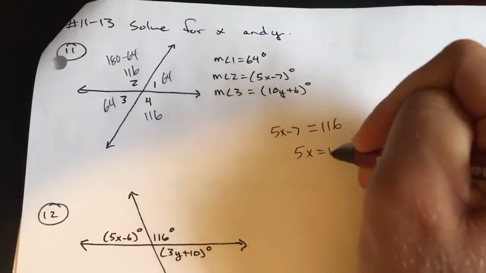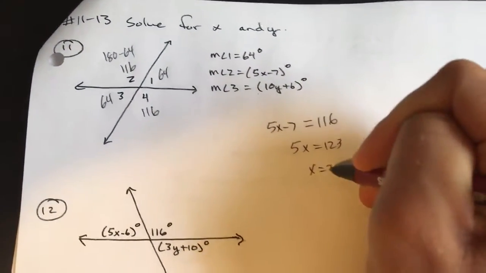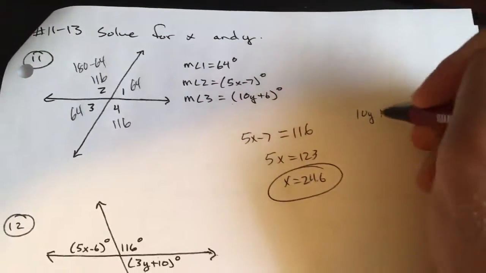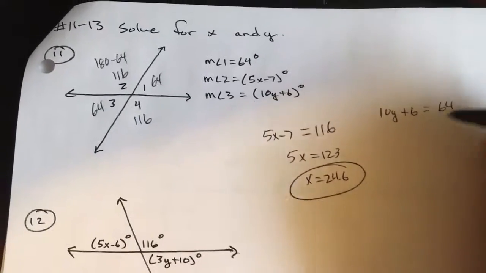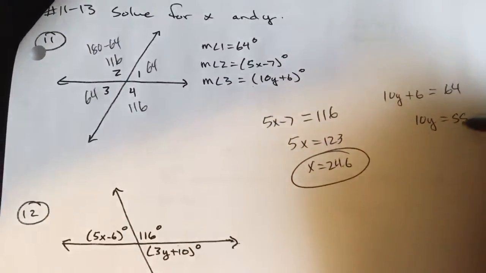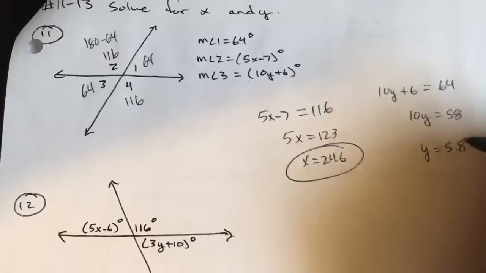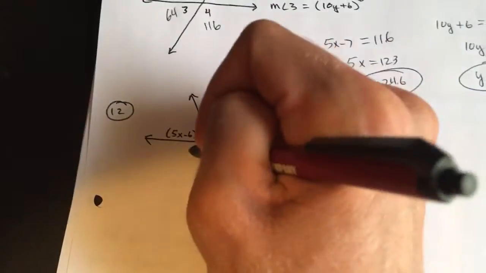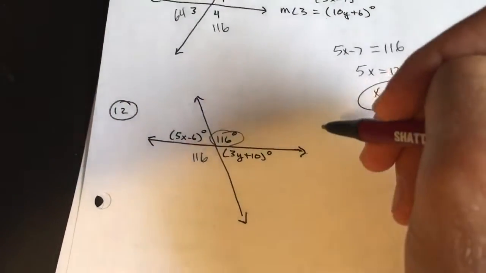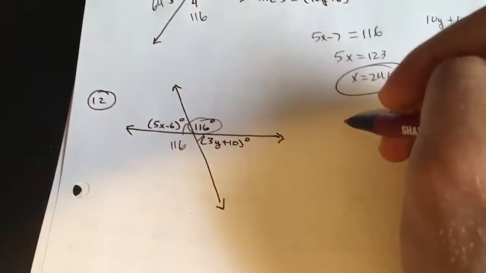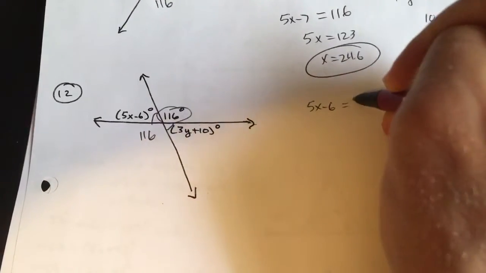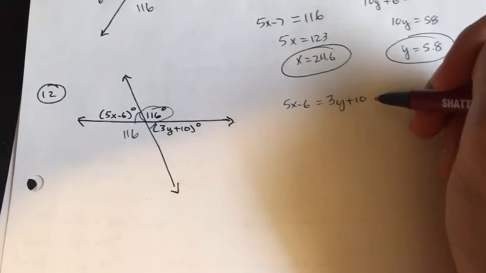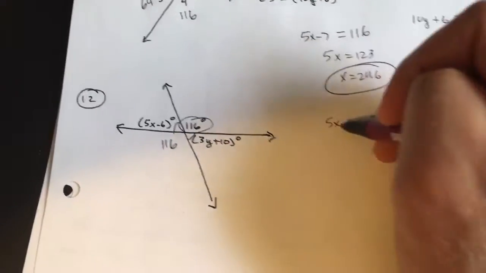From our basic subtraction, add 7 to both sides, you get a decimal. No big deal. All right, if angle 3 is 10y plus 6, well, angle 3 from our subtraction is also 64. 10y is 58. You get another decimal. y is 10.8. Guys, if this is 116, well, that's also 116, but that doesn't help us out a whole bunch. I could do this, 5x minus 6 is technically equal to 3y plus 10, but that's not going to help us at all.